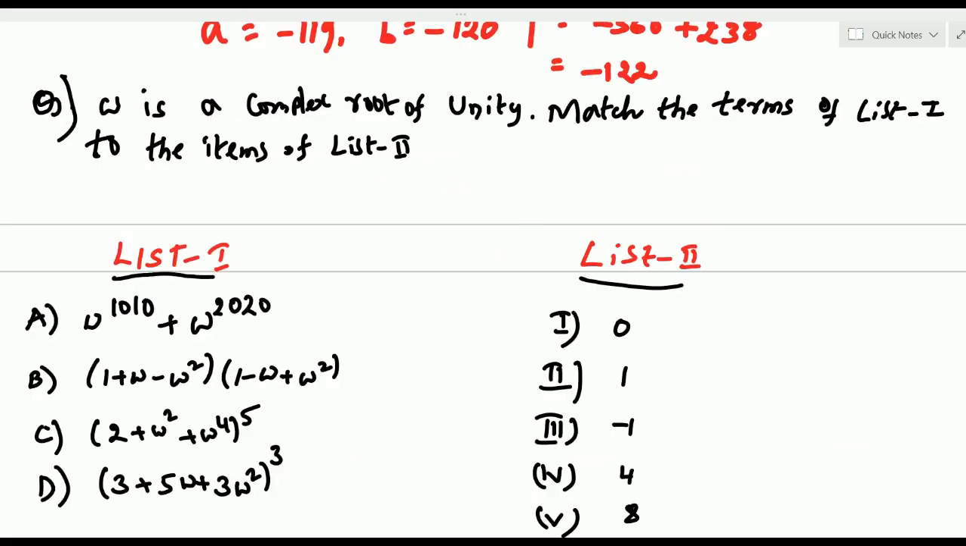Let's look at this question. ఇక్కడ నా కంప్యూటర్లో క్వశ్చన్ ప్రింటింగ్ మిస్ అయింది, అందుకని క్వశ్చన్ రాశాను. నెక్స్ట్ క్వశ్చన్ ఏముంది? ఒమేగా ఈజ్ ఏ కాంప్లెక్స్ రూట్ ఆఫ్ యూనిటీ. మ్యాచ్ ద టర్మ్స్ ఆఫ్ లిస్ట్ 1 టు ద ఐటమ్స్ ఆఫ్ లిస్ట్ 2. లిస్ట్ 1 లో రిజల్ట్ లిస్ట్ 2 లో రిజల్ట్ తో కంపేర్ చేయాలి.